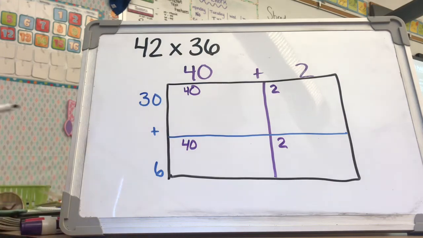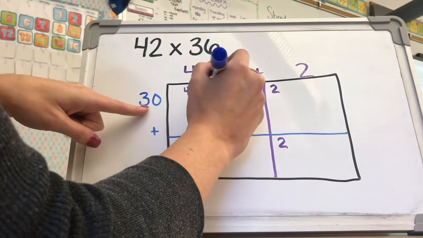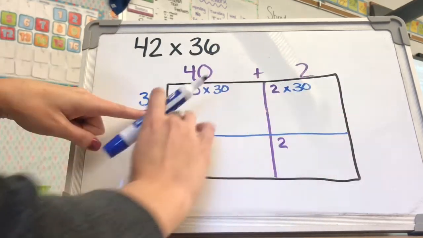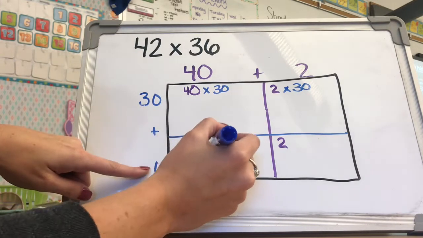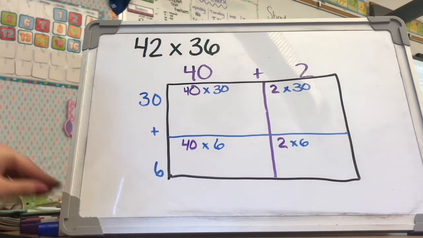Now we can look at our rows. In this top row is 30. So we want to put times 30, times 30, because both of these are in this row. Our next row has 6. So we want to put 6 in both of those boxes.